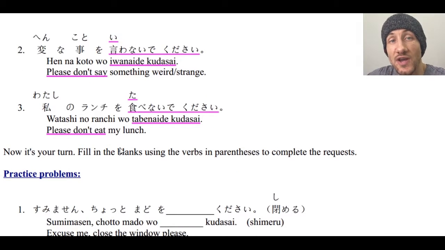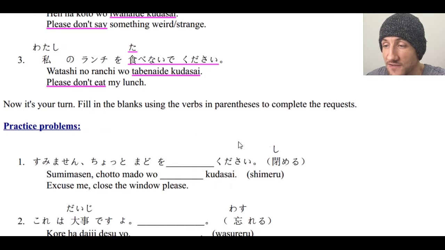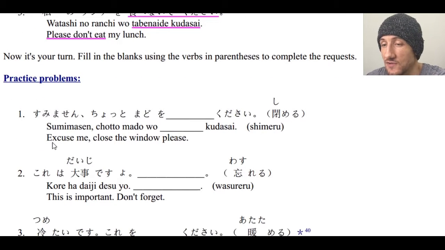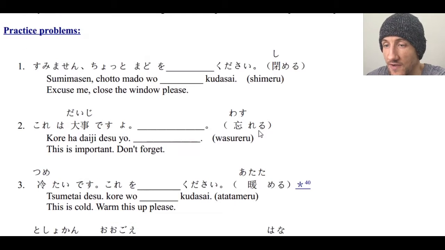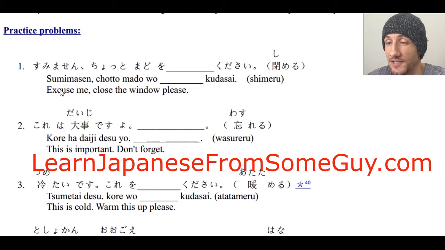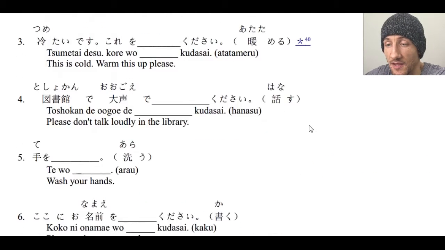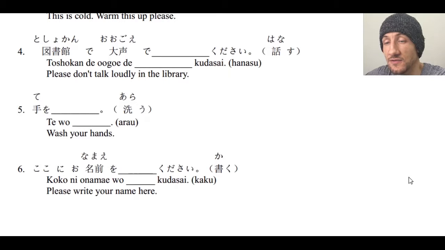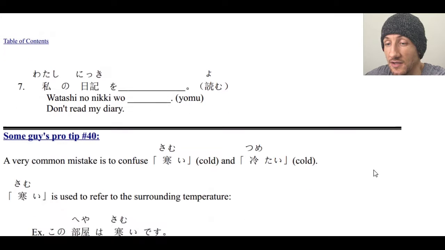Alright, so now we're going to try some practice problems. Fill in the blanks using the verbs in parentheses to complete the requests. We can use the English as a guide. For example, number one, it says, excuse me, close the window, please. So you would say, 閉めてください。And if it's a command to not do something, you want to use the ないで form. Here we have numbers 1, 2, and 3. And remember, you can always go to learnjapanesefromsomeguy.com and download this PDF. Then 4, 5, and 6. Fill in the blanks. And the last one, number 7. Pause the video, answer those, and now we'll check our answers.